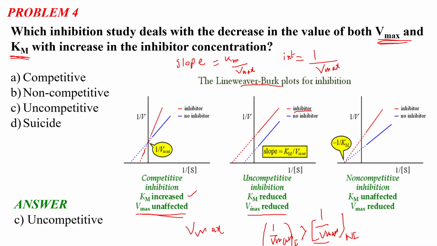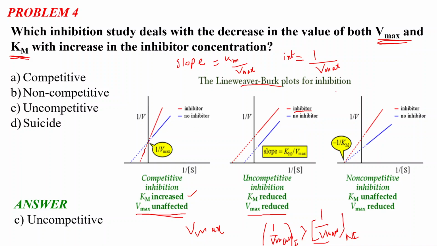So, I am again repeating that the Vmax is reducing, but the slope is the same with inhibitor or without inhibitor. The slope of these lines is the same. Since the Vmax is reduced in the presence of inhibitor, the Km value also has to be reduced, so that the ratio remains the same.